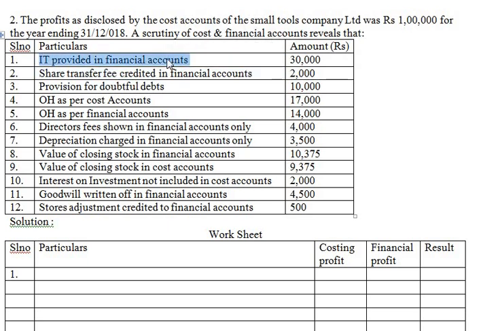Income tax provided in financial accounts. Now they have given it, it means income tax is recorded in financial accounts. So it becomes an expense, so it will be reduced from your profit. So costing profit will be more, financial profit less, and the result is also less. Hope everybody is understanding.